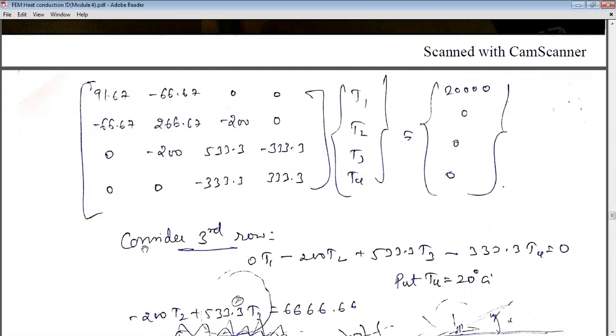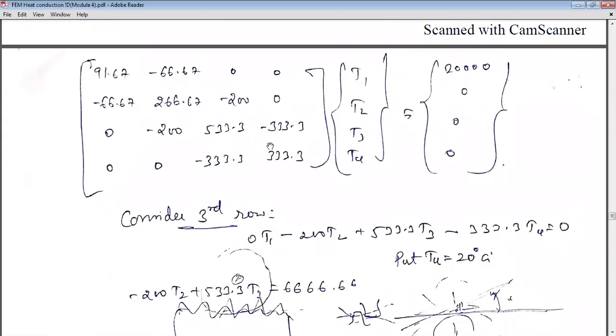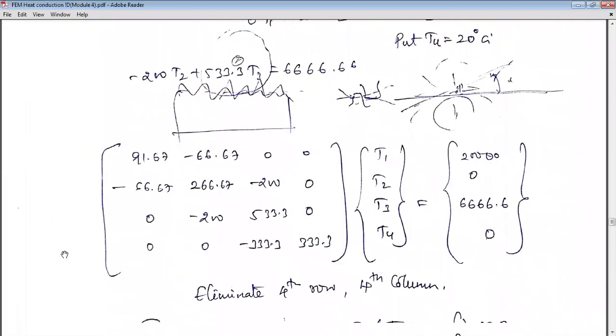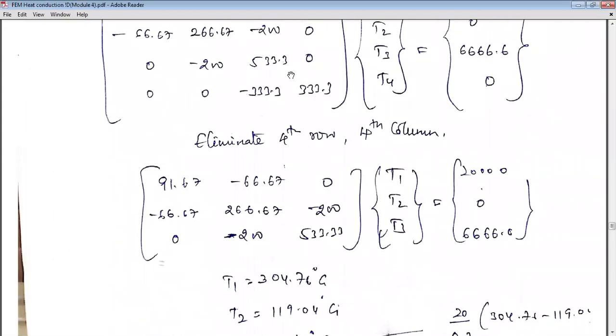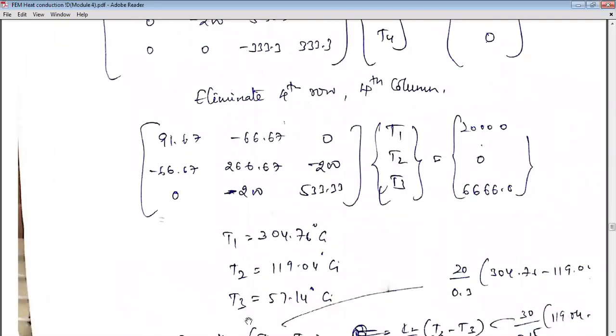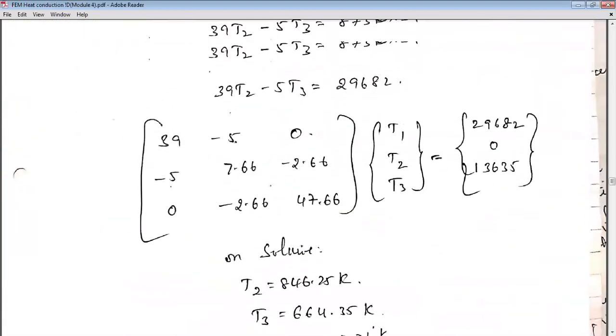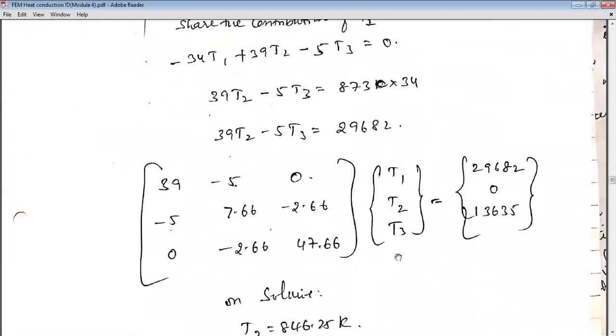Take this row. That is why I written consider third row, and then modify it by putting T4 as 28 degrees Celsius. Then you get a resultant equation that you are going to modify the third row of this, and now eliminate fourth row, and you get only this resultant matrix, get T1, T2, T3. Go back to the first problem if you have not understood once again. There is a mistake here. Please make it T2, T3, T4. It is very, very important.